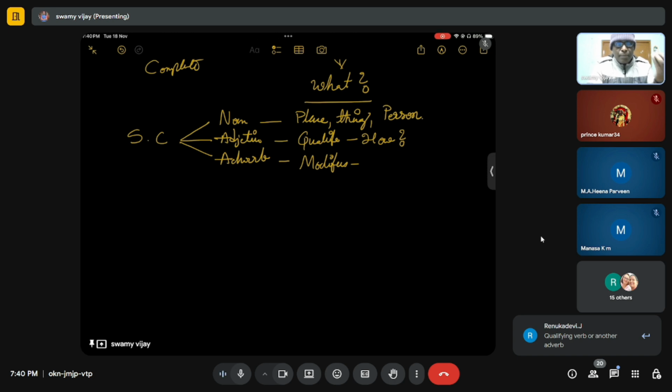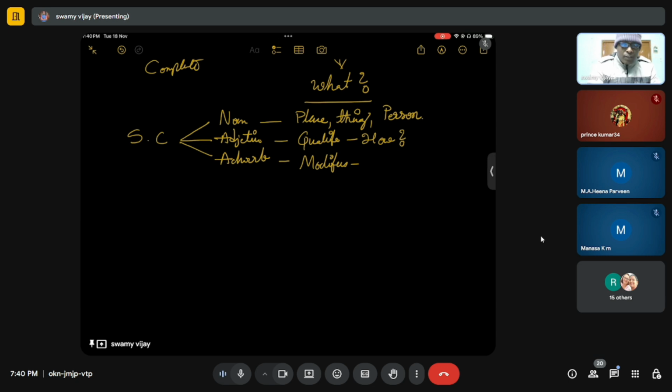So this is the basic job: a noun denotes the name of a place, person and thing. An adjective qualifies the noun and an adverb modifies. Strictly, an adjective also modifies, but for general understanding, adverb modifies, adjective qualifies the noun, and noun denotes place, thing and person. That is the basic concept.